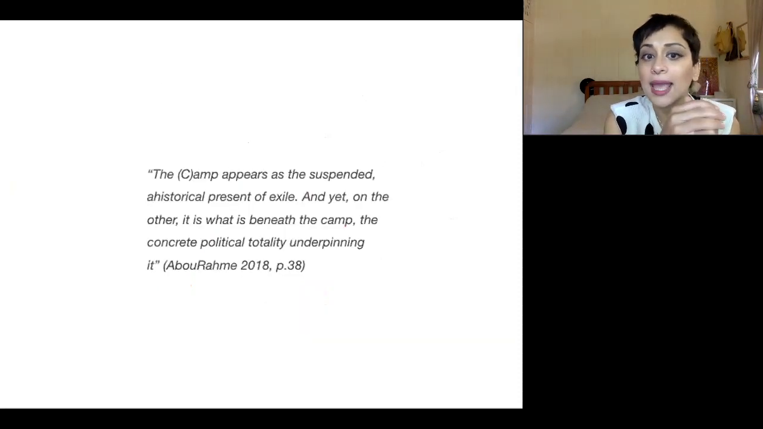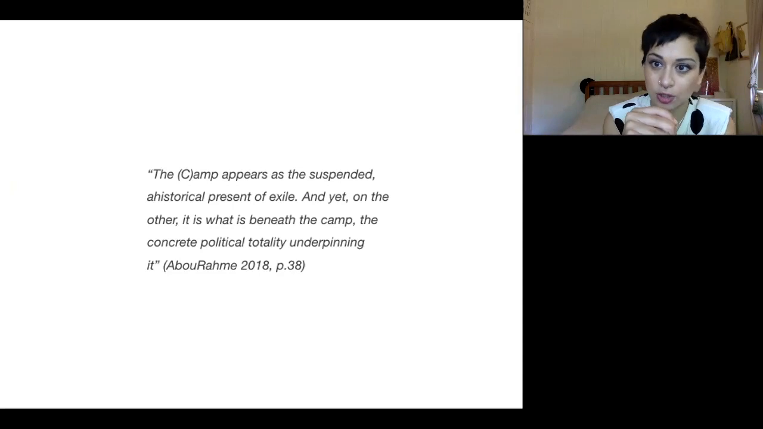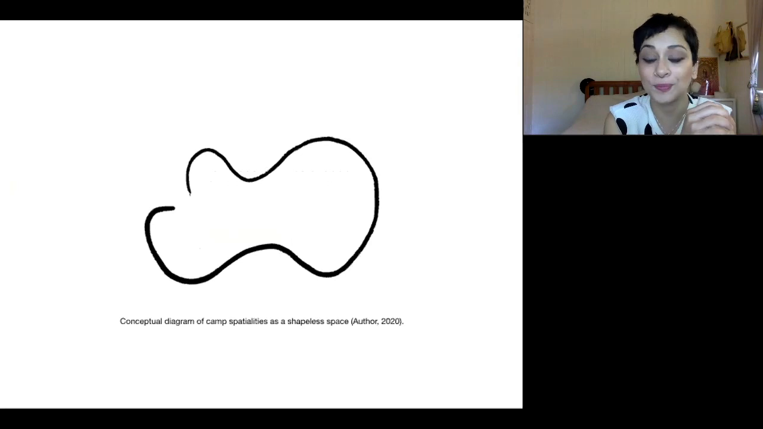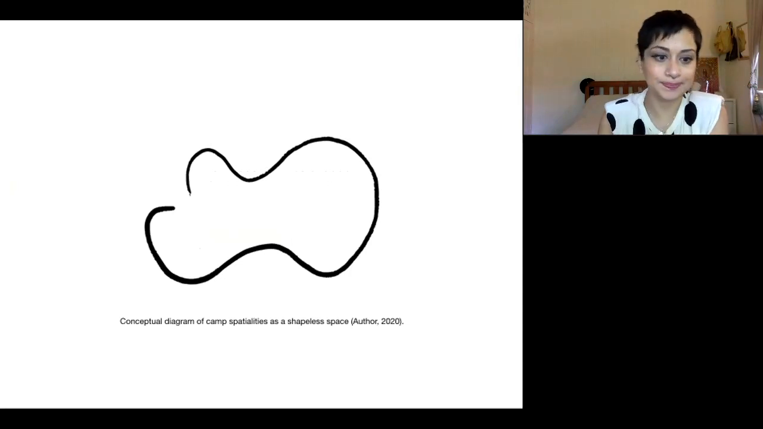So the camp appears as a suspended and ahistorical present of exile, according to Abu Rahmeh, and yet we don't know what the real shape of the camp is. It still remains undefined in terms of architecture. What's the camp like? How does it look? We don't know. It's shapeless. It stayed stuck in that conceptual theoretical realm, but in reality, it remains unexplored to architects.